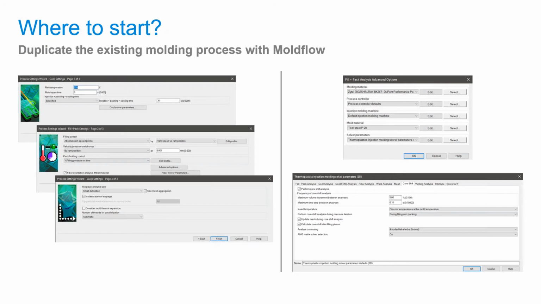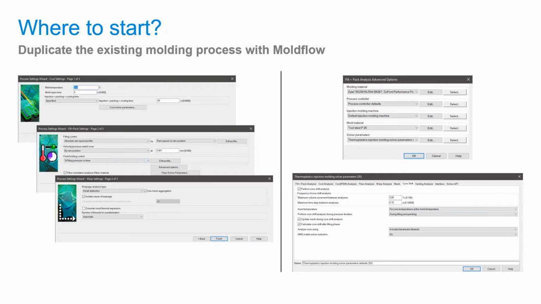After specifying the analysis, the process settings update to match those relevant inputs as mentioned. So we can see here it's got 3 pages on the left-hand side here. First is the cool settings, next is the fill pack warp or filling pack settings, and then it's followed by the warp settings.